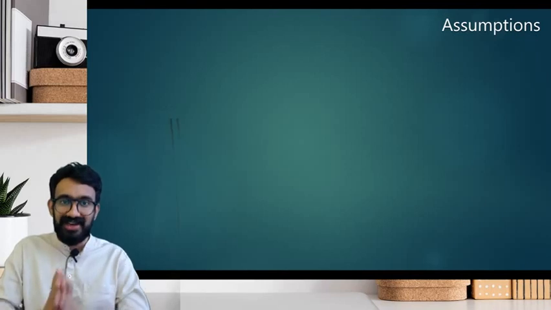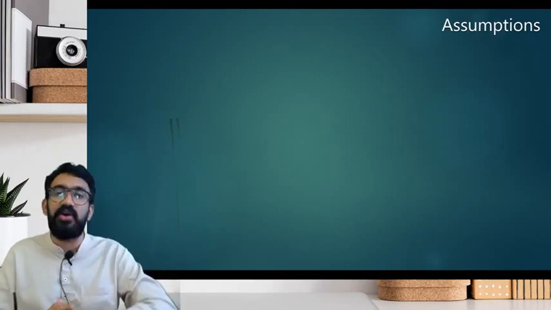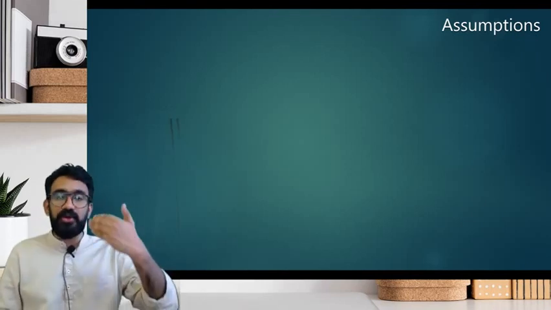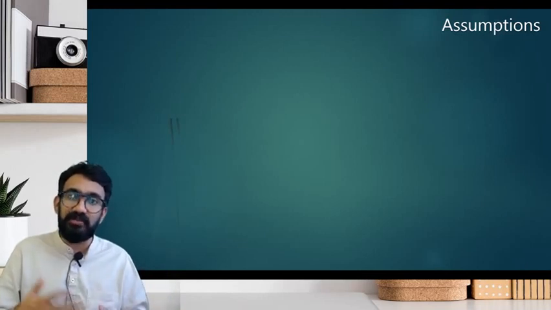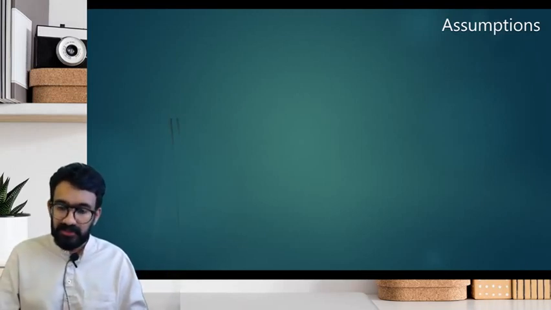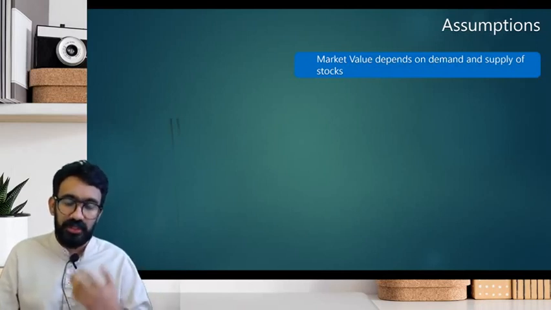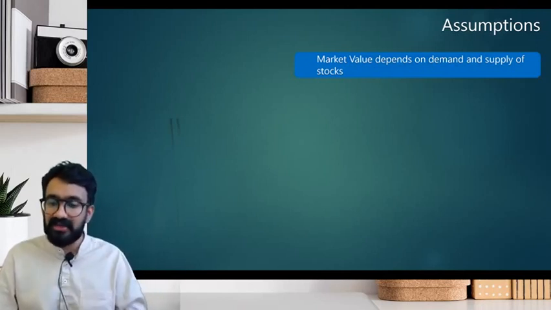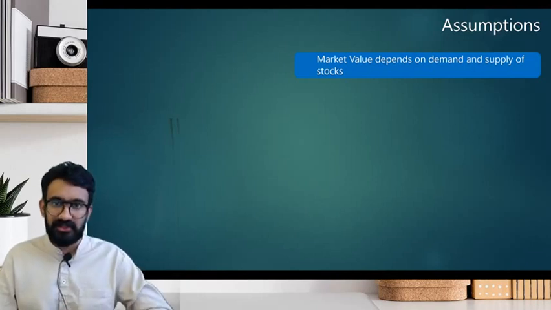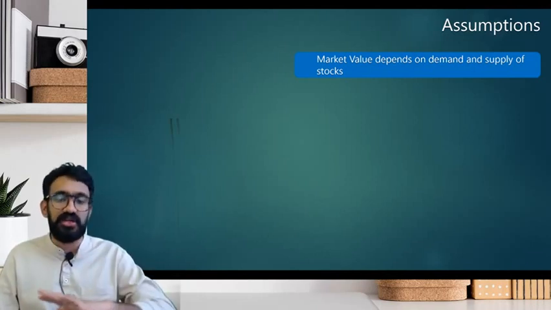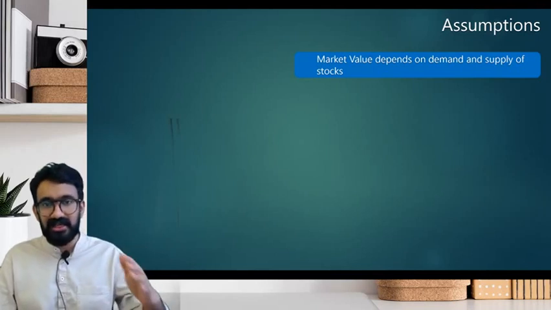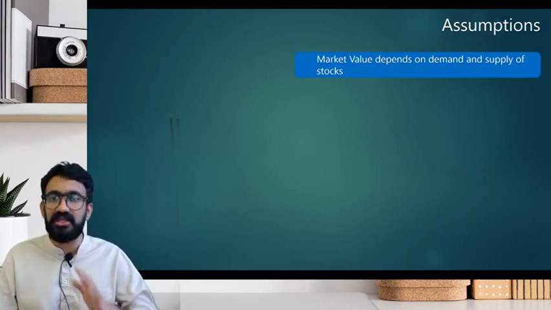There are multiple theories and multiple methods in which I can do technical analysis. Each one of them gives you an idea of how the share price movement is going to be. Now it is up to you to decide based on multiple factors. So what are the assumptions on which we will look into technical analysis? Market value depends on demand and supply of stock. So the movement of a stock depends upon how demand is increasing or how supply is increasing or decreasing.